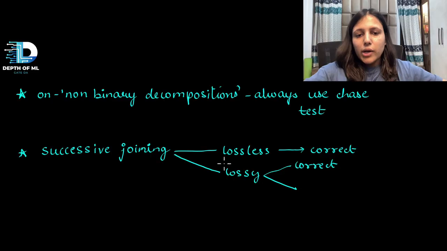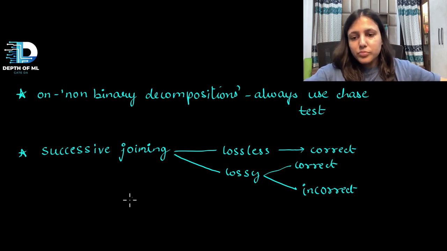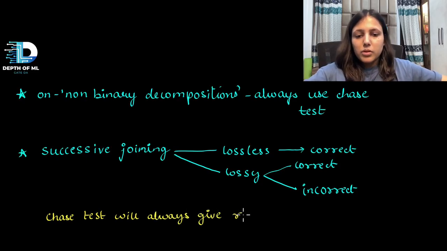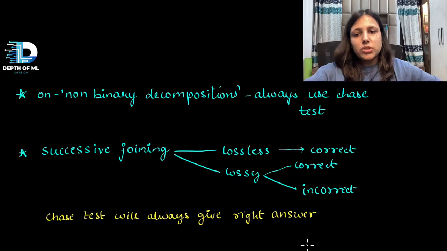We have to check. So why go through this method, right? Why do you even want to go through this? Always use the chase method or chase test. Fine. So it could be correct or not. All of these things can be determined by the chase test. So the chase test will always give the right answer. Okay, so I'll suggest you practice the chase test a lot, and basically you should use it rather than using successive joining, because that can result in an incorrect answer.